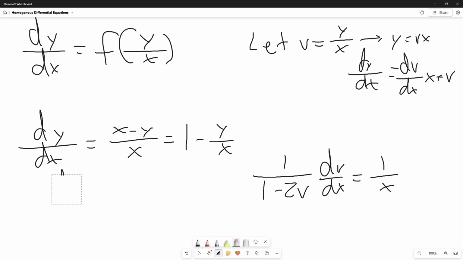And then now we can solve it. And I'm not going to finish this example, but if you want to, then you can go ahead. Just make sure at the end you replace v with y over x, and then you simplify and isolate y.